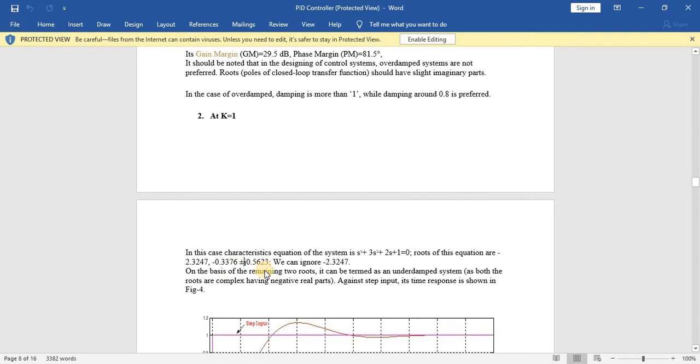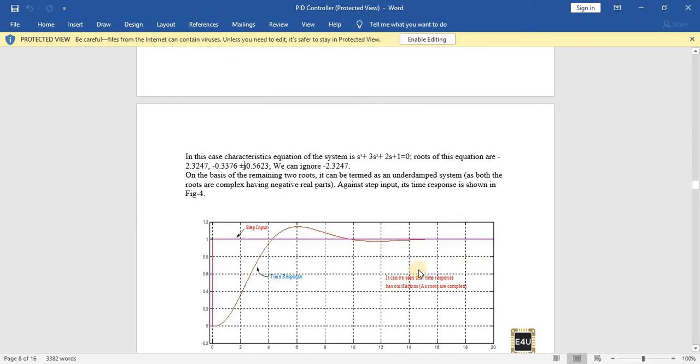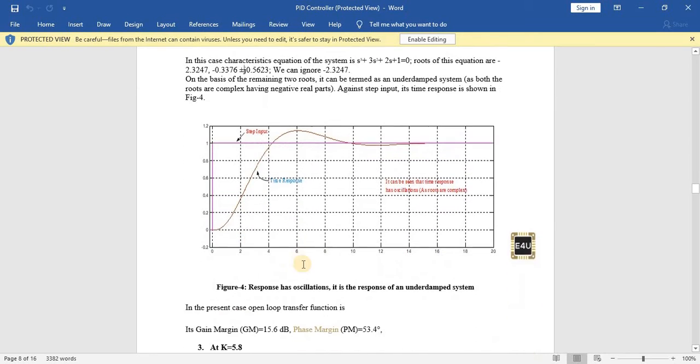Against the step input, the response is given. The step input is given at 0, and it will go to 1. Now this is the time response of the system. You can see here that as the value of k is increased, the stability has reduced a bit, but the steady state error has also been reduced. It is taking a longer time to reach the final value.